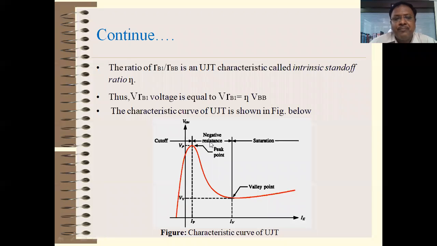Okay. So in these characteristics, this characteristic is very important. If you understand the characteristics, then you can understand the working of UJT.